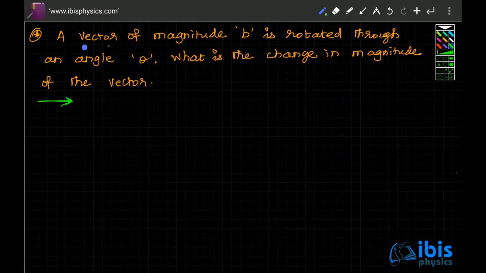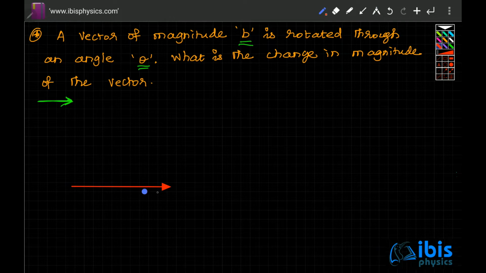So the question is, a vector of magnitude b is rotated through an angle theta. What is the change in the magnitude? In order to visualize that, we need to draw the vector. So let us assume some vector b vector. Let's say this is our b vector.